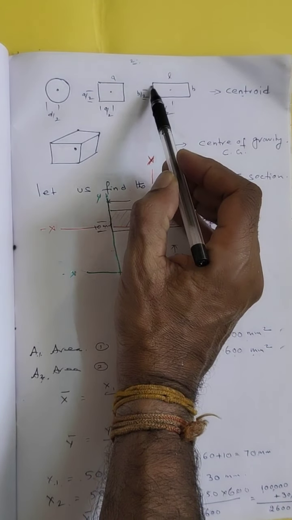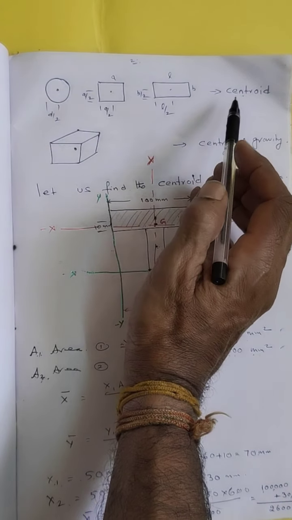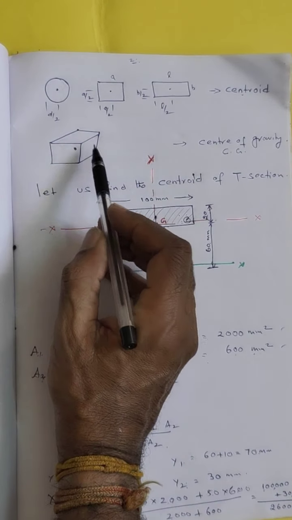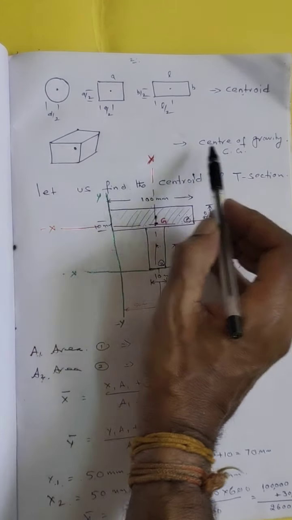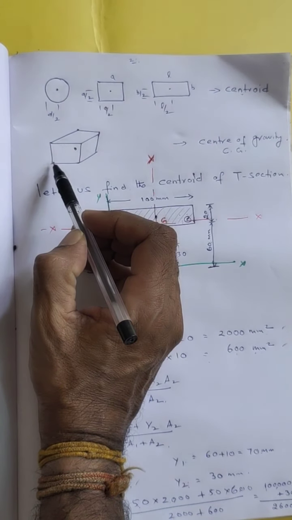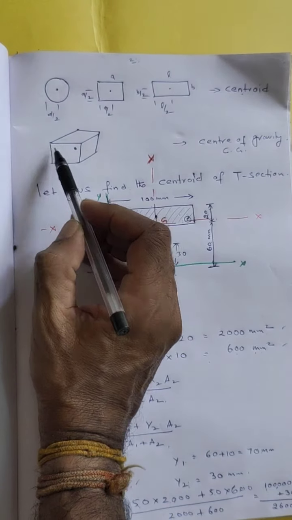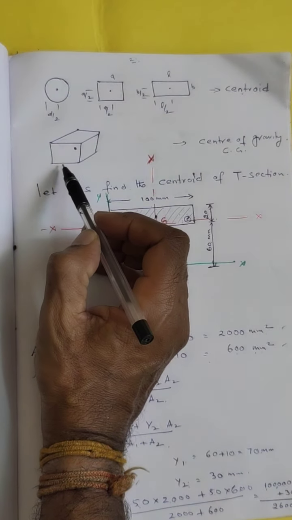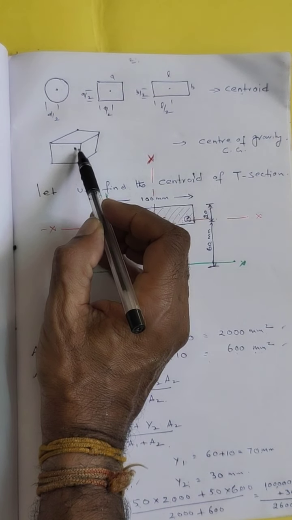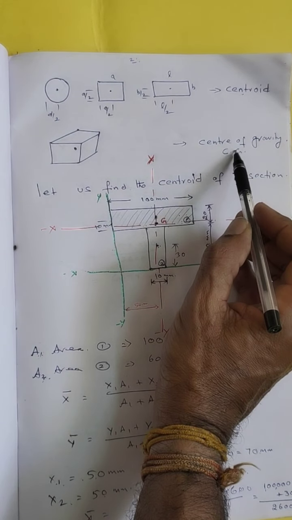Okay, x and y. So coming to the center of gravity, the center of an object is known as center of gravity. It will have three dimensions: x, y, and z. The center of the object or a body is known as center of gravity.